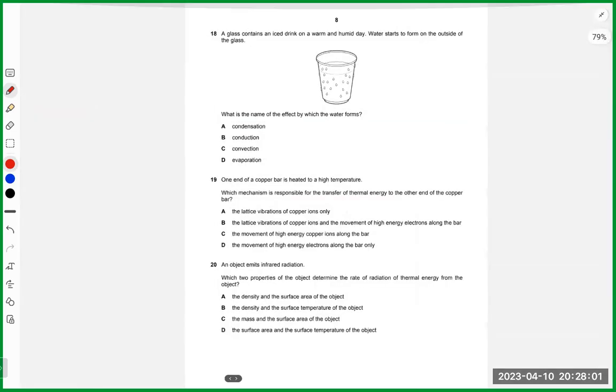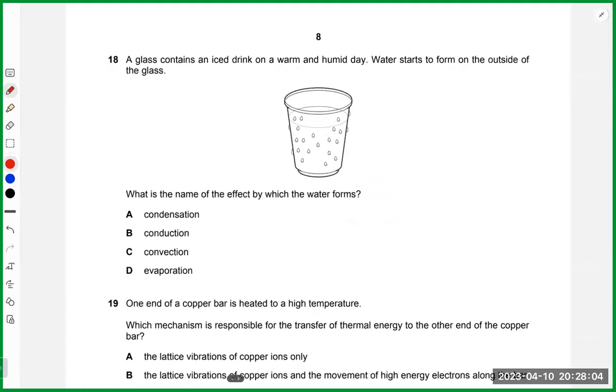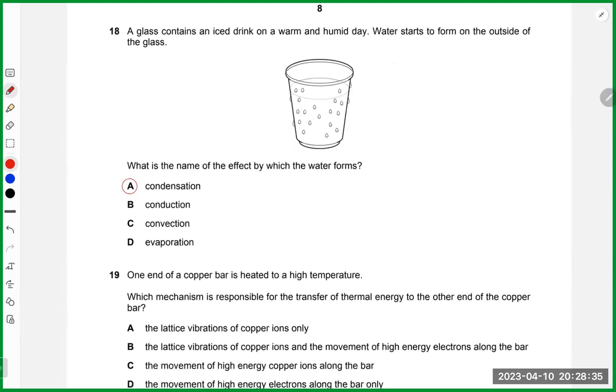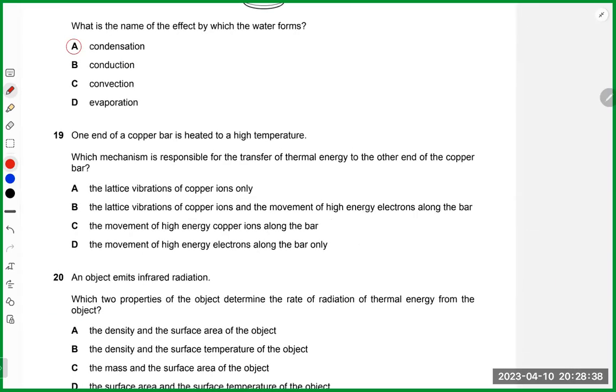Now, a glass contains an ice drink. On a warm and humid day, water starts to form on the outside of the glass. What name is given to the effect? So that is steam or vapors of water that are condensing on the walls of the glass. So this is condensation.